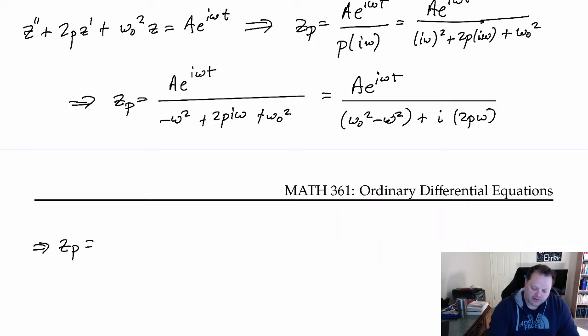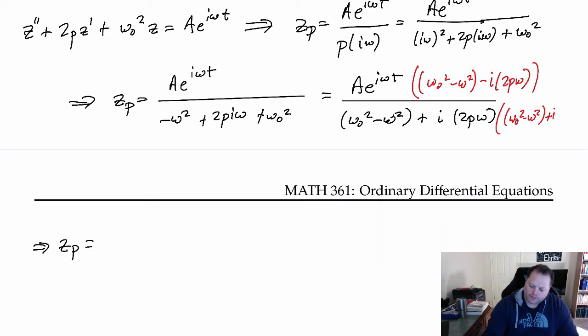So what we're going to do is multiply the top and bottom by the conjugate of what's in the denominator. So we're going to multiply top and bottom by this term. When we do that, we get A times omega naught squared minus omega squared minus i 2p omega, times e^(i omega t).